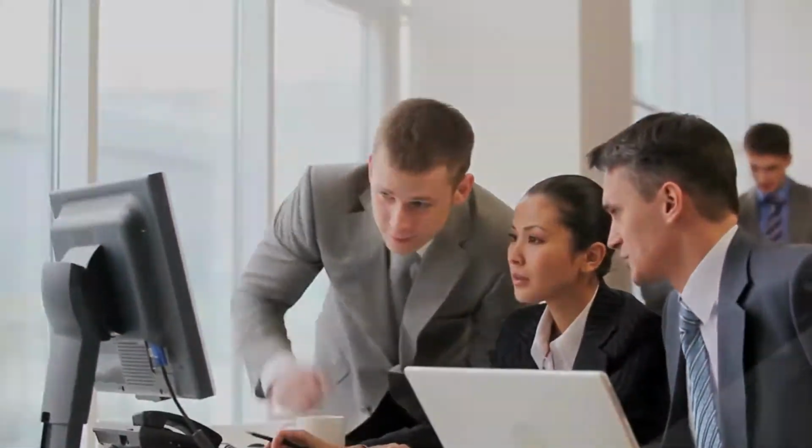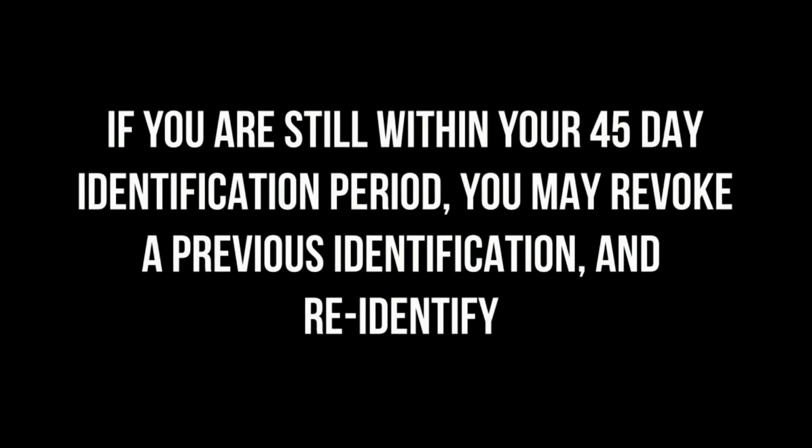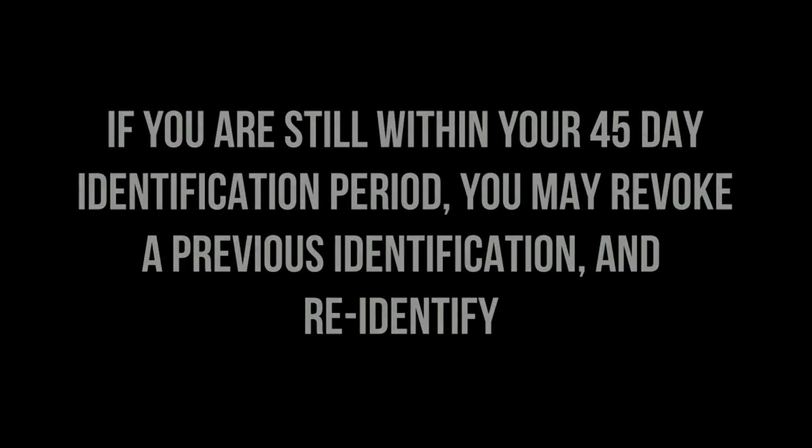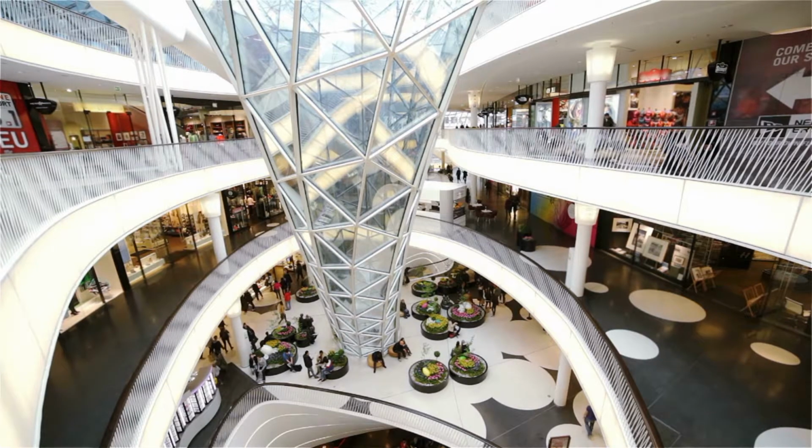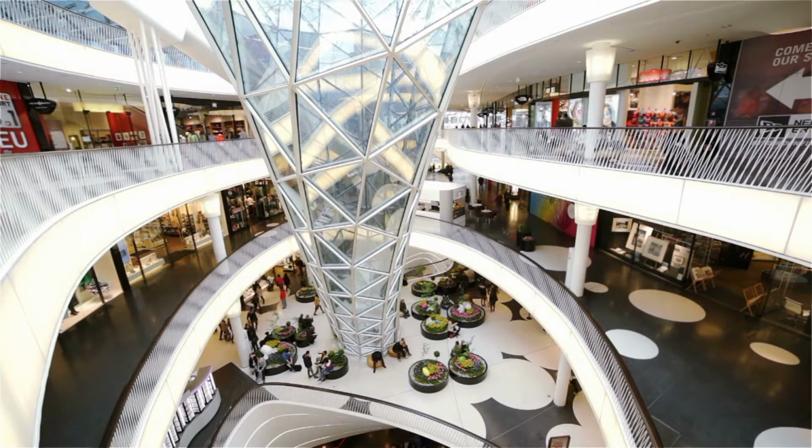Now, if you fail to identify within 45 days, your exchange proceeds will be returned to you on the 46th day. However, if you identify within the 45-day period but fail to acquire a replacement property, your exchange funds will be returned to you after your 180th day. And lastly, if you are still within your 45-day identification period, you can revoke a previous identification and re-identify new property.